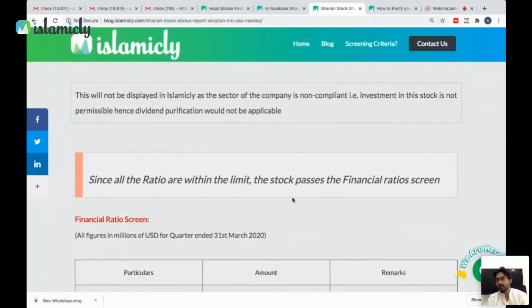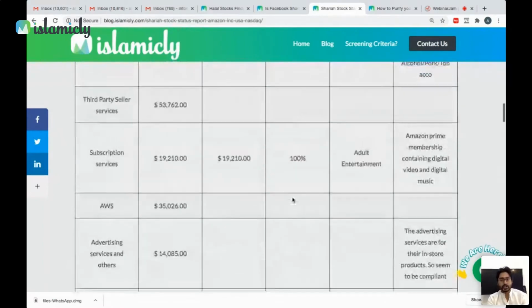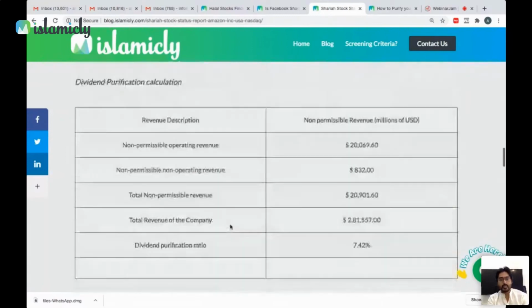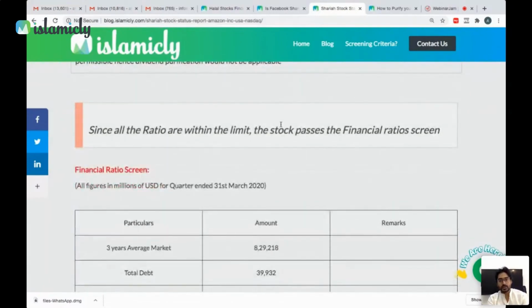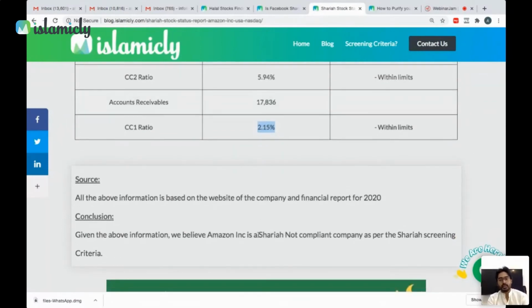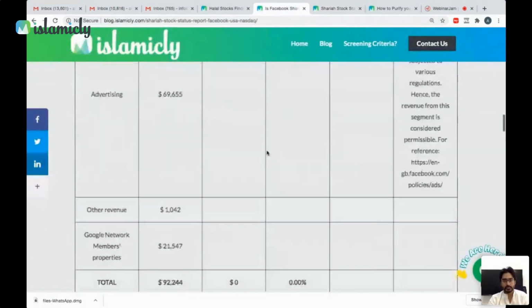the financial ratio screening. But the stock fails the business sector screening while passing the financial ratio screening. It means the stock is still Shariah non-compliant. This is how screening is done by Islamicly. Let me go through very quickly about Facebook.